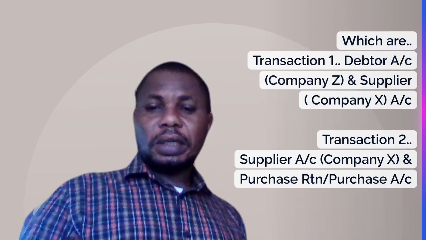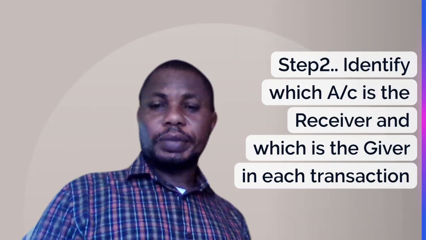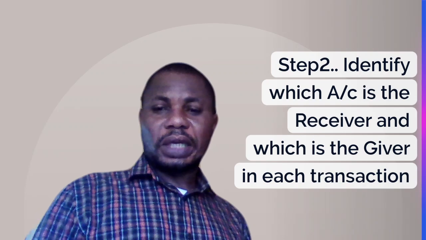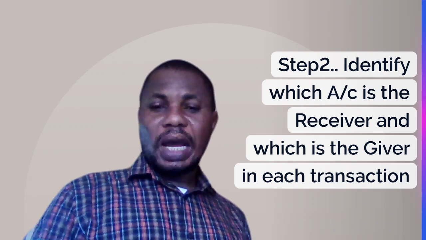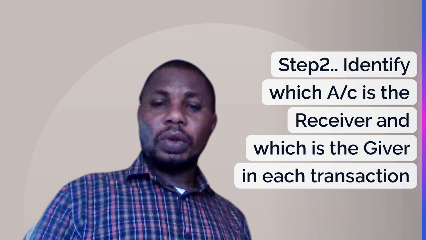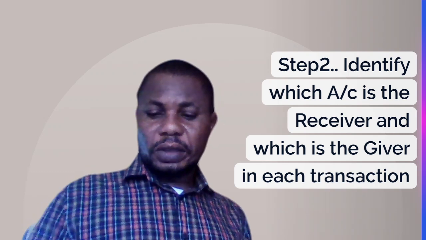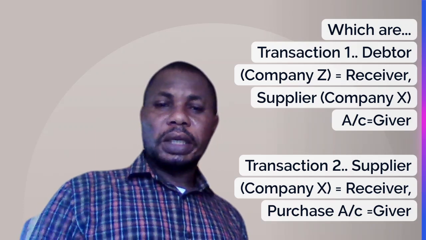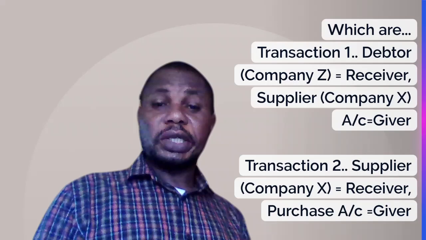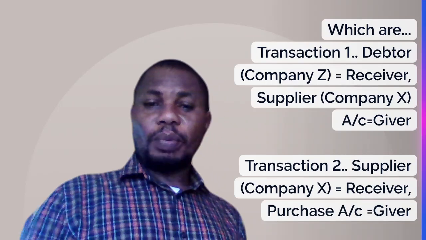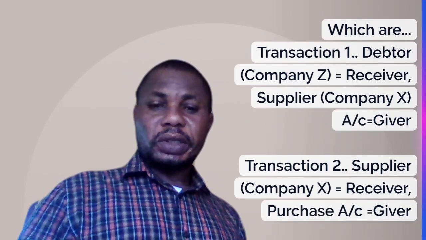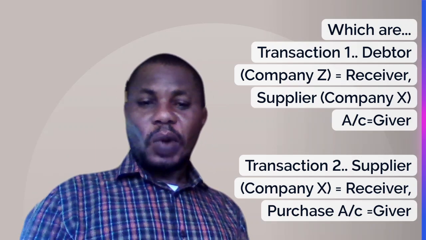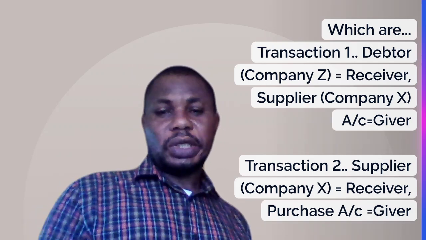Now let's go to step 2, identify the receiver or the giver in each transaction. Let's identify who is the giver and who is the receiver so that we'll be able to know who to debit and who to credit. In transaction 1, the debtor, company Z, is a receiver, while the supplier, company X, is a giver. In transaction 2, supplier company X is a receiver, while the purchase account is the giver.